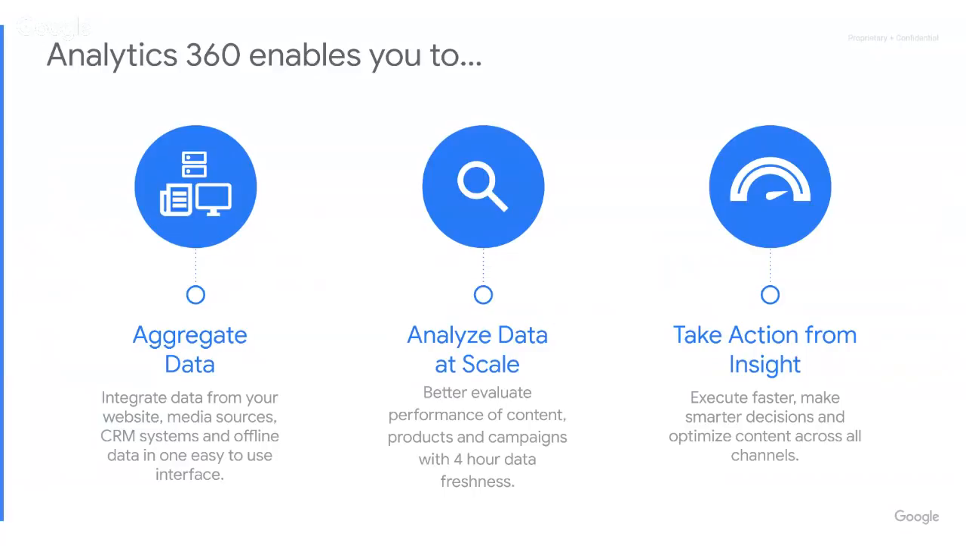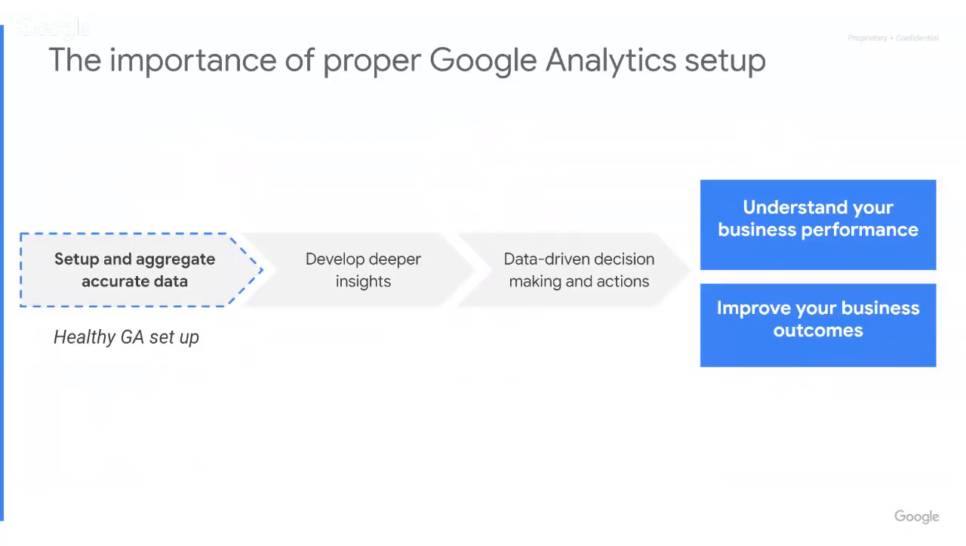Again, aggregating data from your site, media sources, CRM systems, or offline data can help you analyze at scale to evaluate performance of content, products, and campaigns. And lastly, take actions to make smarter decisions and optimize across all channels. The process is simple: aggregate, analyze, act. Today, we will focus on this first point: how to set up and aggregate accurate data. To be able to do this, it's important to ensure all the right settings are applied so that you can use analytics efficiently and accurately.